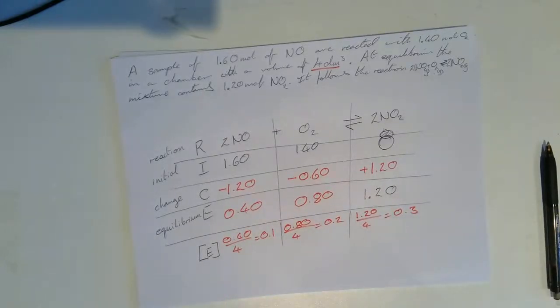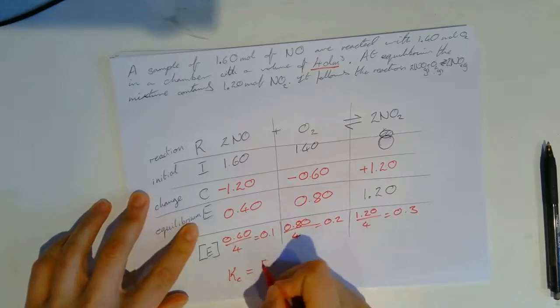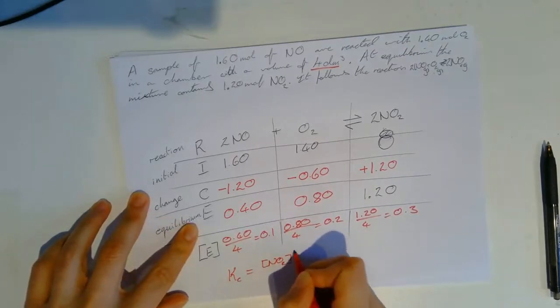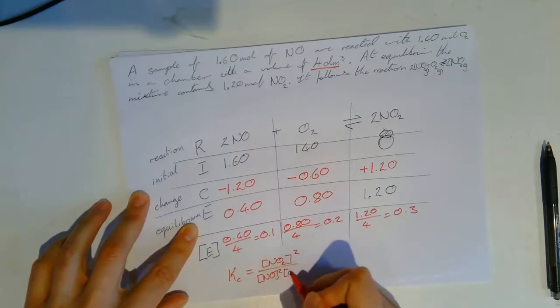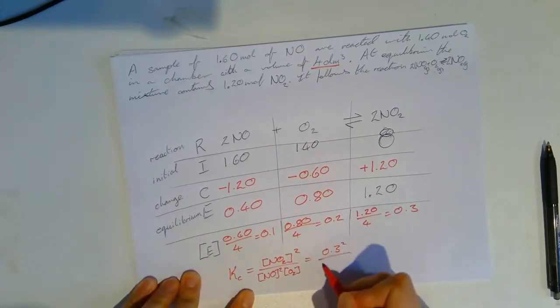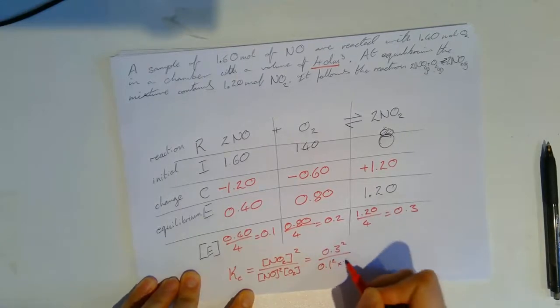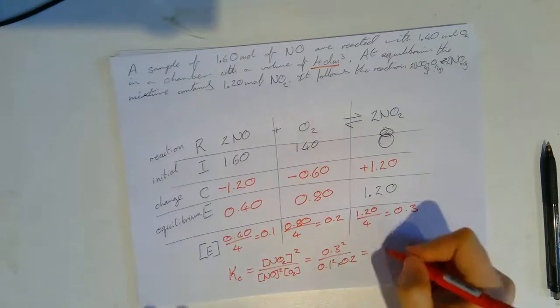Okay. Now we can shove it into our Kc expression, but first we have to write our Kc expression. So we've got Kc is equal to concentration of nitrogen dioxide squared divided by the concentration of nitrogen oxide squared multiplied by the concentration of oxygen, not squared. So if we substitute in our numbers, we've got 0.3 squared over 0.1 squared times by 0.2, which gives us, at the end of the day, an answer of 45.